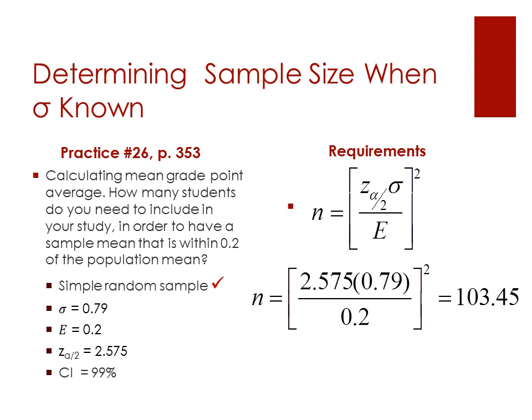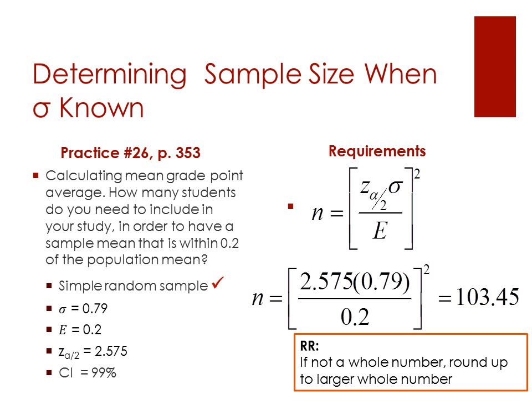All right, so you should have got 103.45 as your N. Now we need to apply our rounding rule here, and our rounding rule says that if it's not a whole number, then we round it up to the larger whole number. So rounding this up, we're going to get 104. So the sample of students that we would need for our study here, given our particular population standard deviation, the confidence interval we're being asked to meet, and the margin of error we're being asked to meet, would be 104 students.